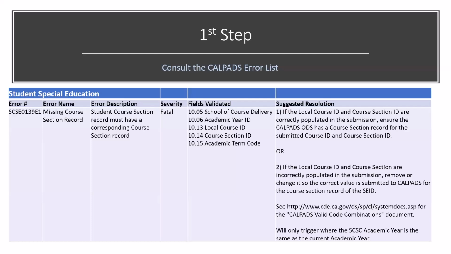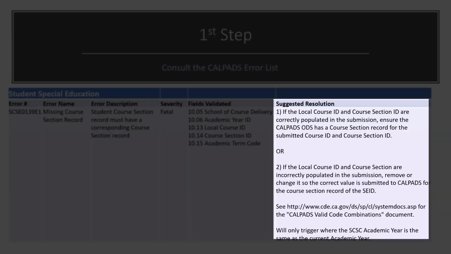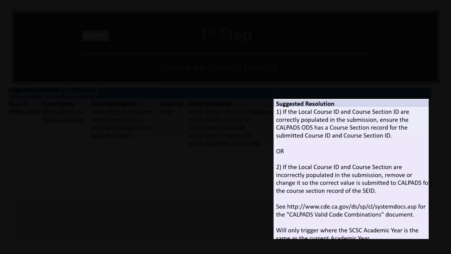And so moving on to the suggested resolution, the column on the far right, this is where you're going to get guidance, right? For general scenarios, common problems. Sometimes you have to take the fields of validation, the error description, suggested resolution, and then what you already know about CALPADS to solve your errors or create a resolution for yourself.